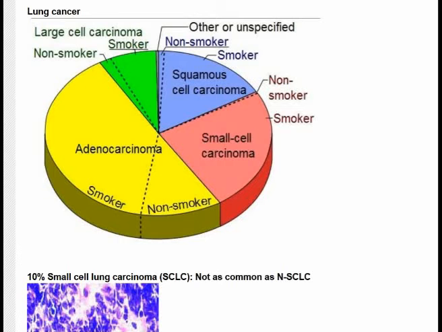In today's episode, I'll be talking about the types of lung cancer. Lung cancer can be divided into small cell lung cancer and non-small cell lung cancer. Let's first talk about small cell lung cancer. It accounts for about 10% of lung cancers and is pretty much always only found in smokers.